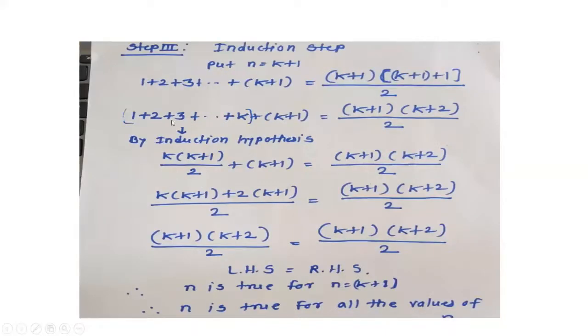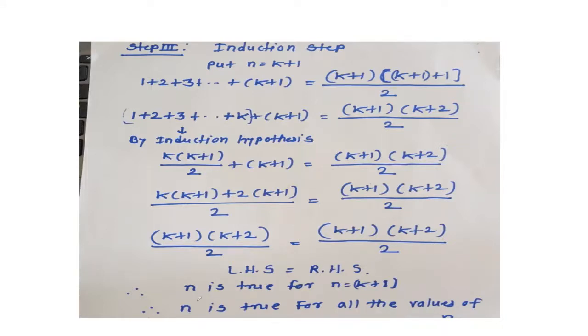So just put this value here, by induction hypothesis. So k into k plus 1 divided by 2 plus k plus 1. The RHS, k plus 1 into k plus 2, is as it is. So LHS is k into k plus 1 plus 2 times k plus 1, divided by 2. By solving this term, we will get k plus 1 into k plus 2 divided by 2, which is equal to the RHS. So LHS equals RHS.